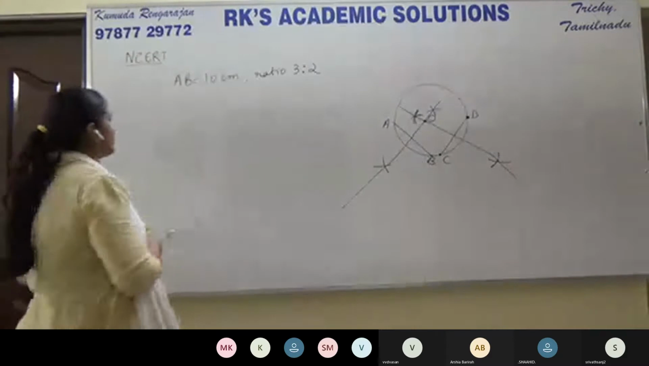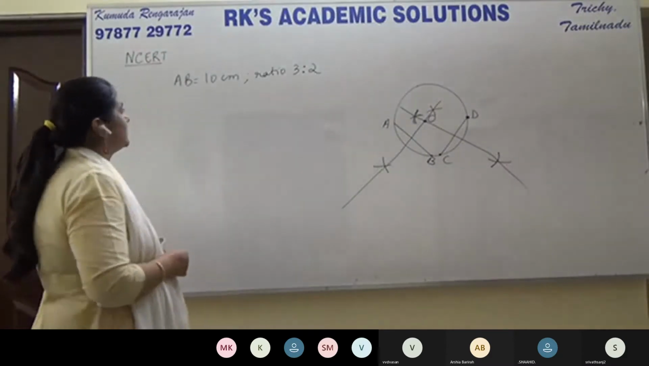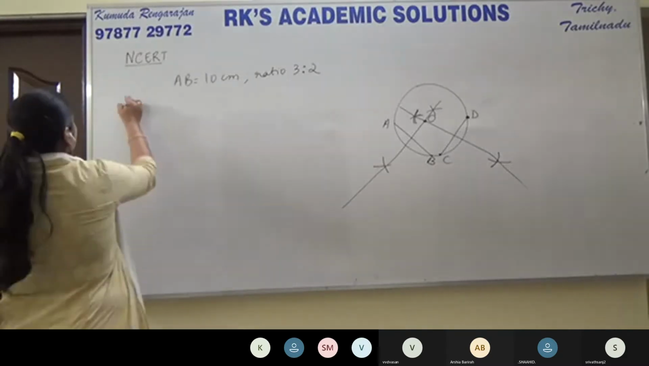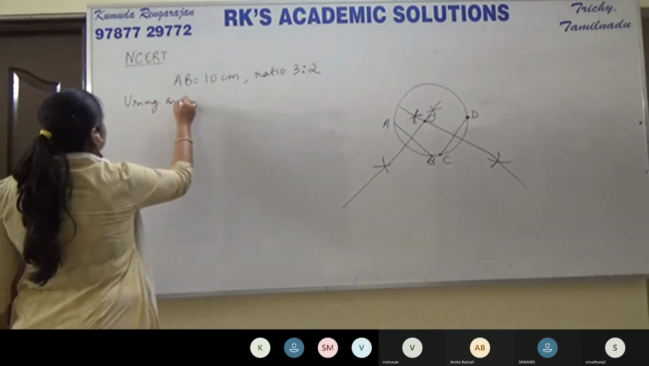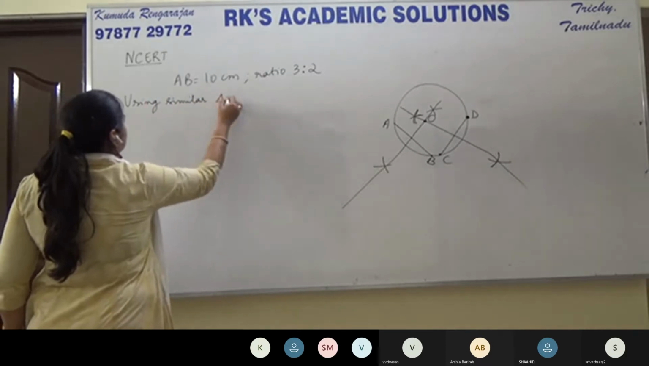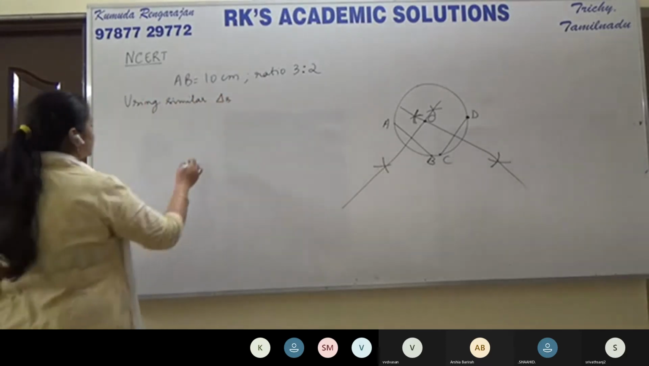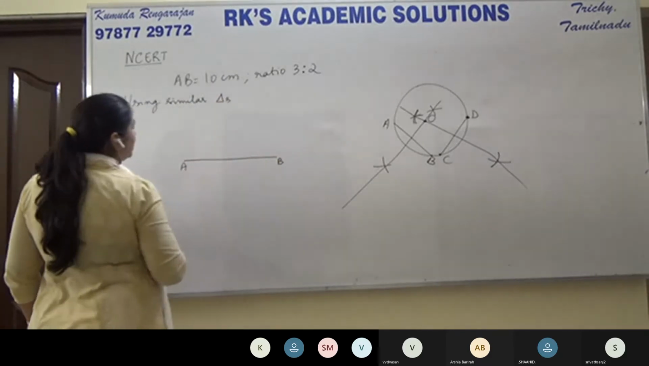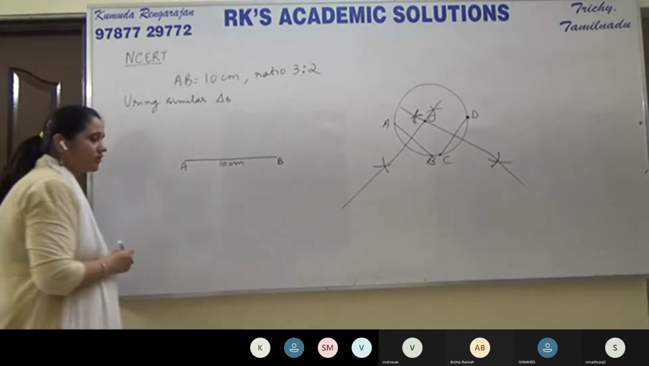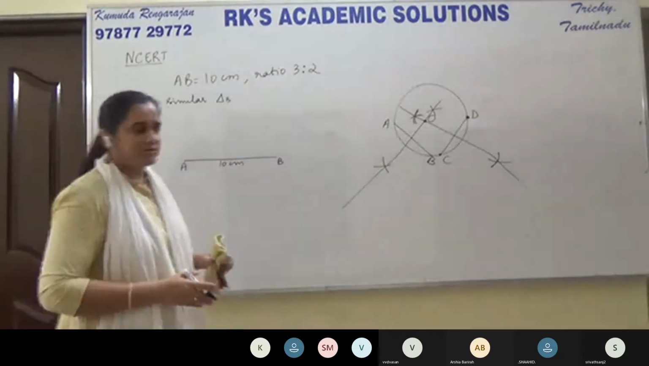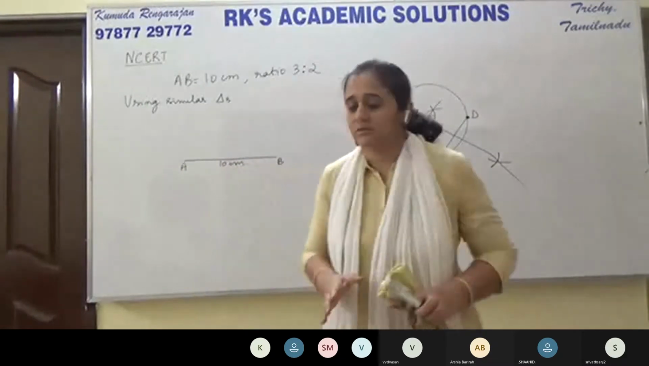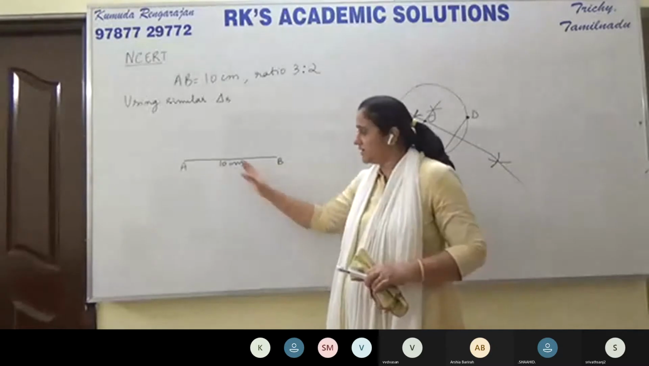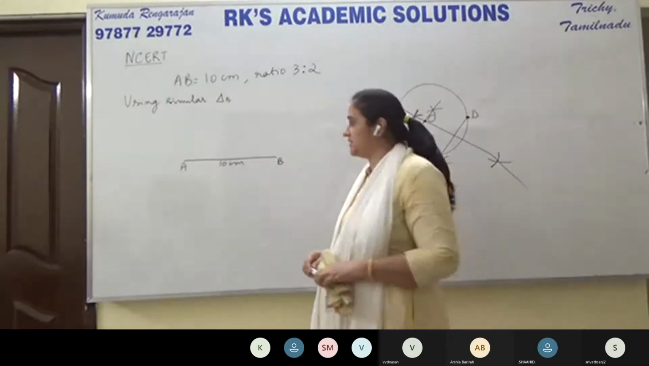All right. Okay, let's do it together. So this is using the concept of similar triangles. First, draw the line segment AB, 10 centimeters. If you're doing it together with me now, please start over again. Draw line segment AB equals 10 centimeters.